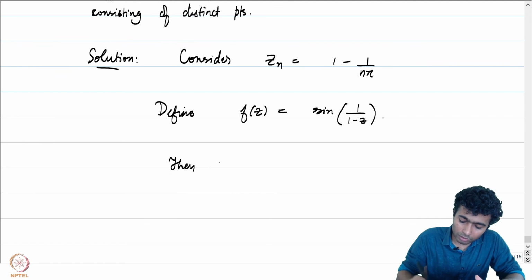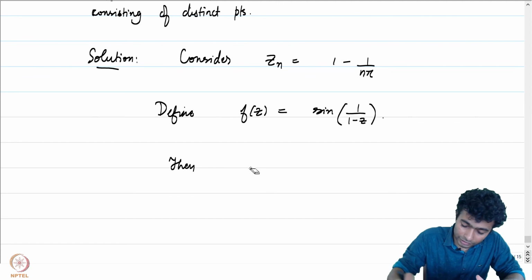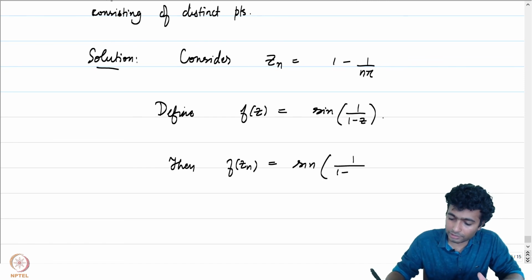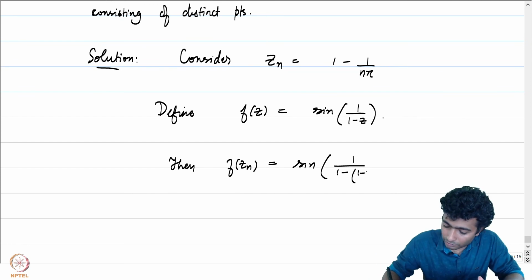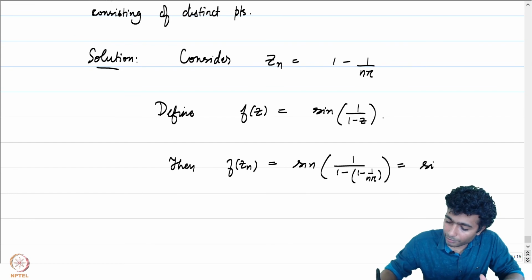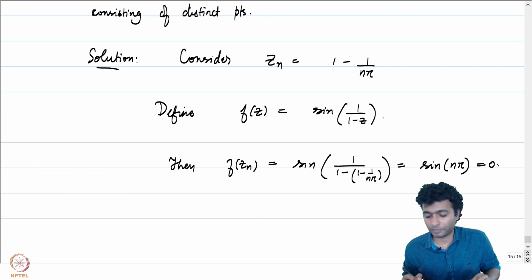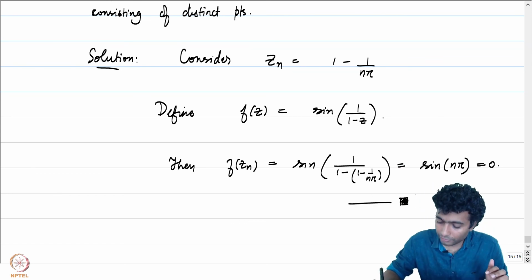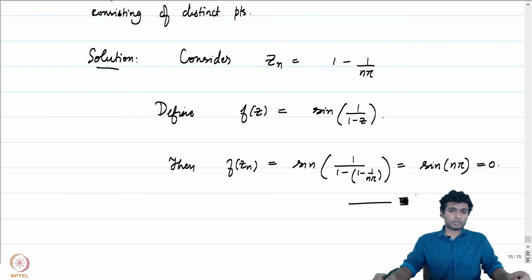Then, what is going to be f of Zn? This is going to be equal to sine of 1 by 1 minus Zn, where 1 minus Zn is 1 by n pi. So this is sine of n pi after all the computations, which is going to be equal to 0. So we have explicitly constructed a function which actually does vanish on a countable set.